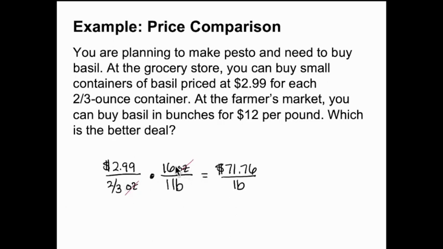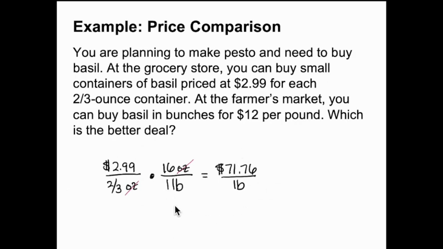Because I want the ounces to cancel and I want to be left with pounds in the denominator, I'm going to put the ounces on top and the 1 pound on the bottom. Then when I multiply, the ounces drop out and I'm left with this unit here, which is the price, and then this unit here, which is pounds. So that would be price per pound. What I have to do now is just do the arithmetic. So across the top, I'm going to do 2.99 times 16. And then across the bottom, I'm going to do 2/3 times 1, and then simplify.